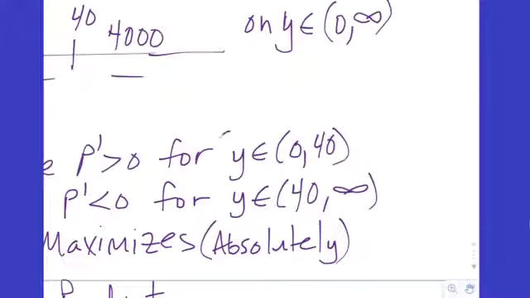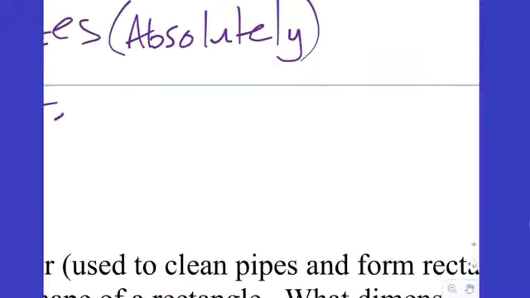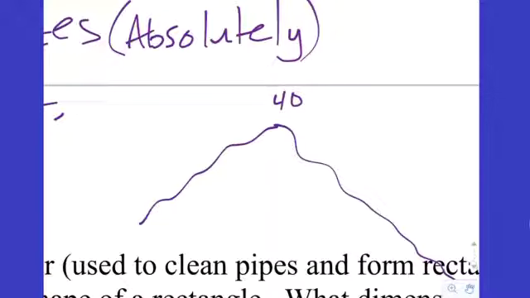If you want to even add the word "all" right there to emphasize the global feel, that's fine. It's automatically a global argument when you include all the values in the relevant domain, okay? So that means basically that on our relevant domain, it's going to be going up until 40, and it's going down forevermore afterwards. And so it's not just a local max, it's an absolute max.